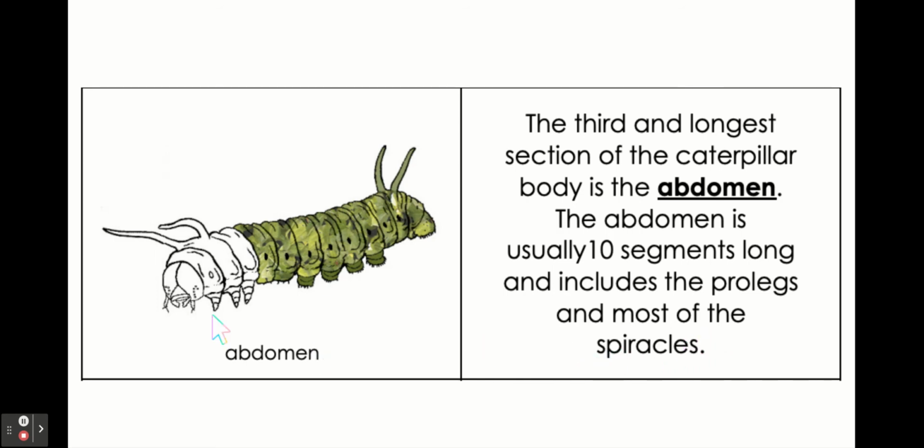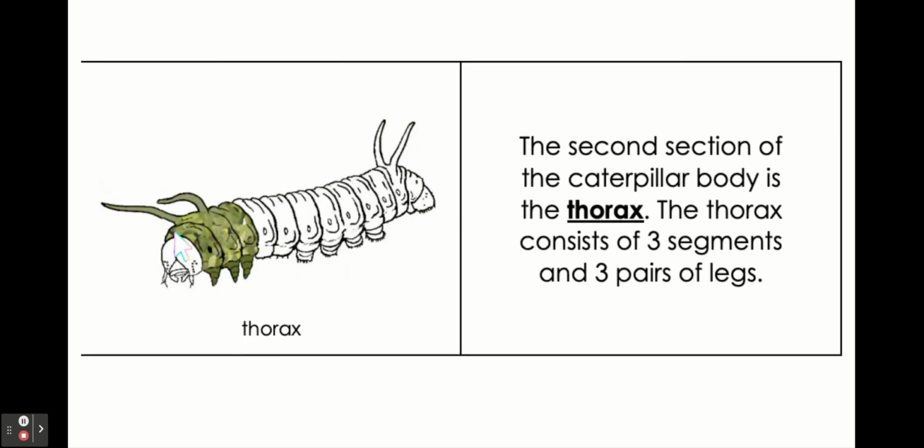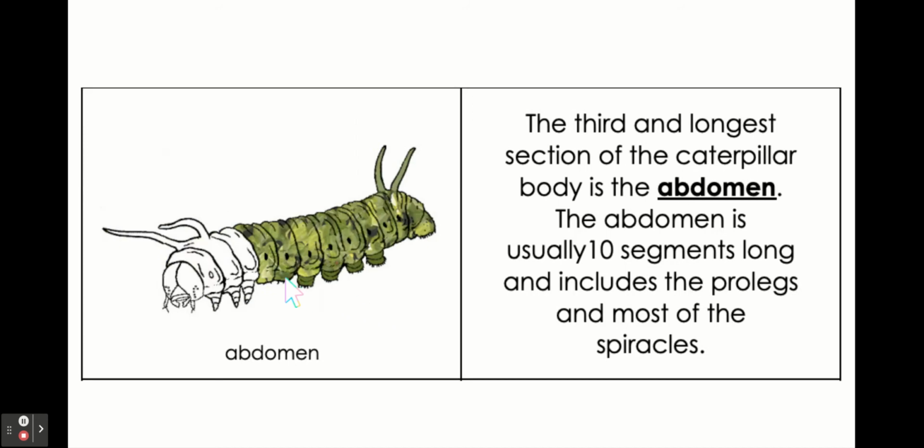3 main sections. You have the head, then you have what is this called again? Thorax. Remember? The thorax. And the last section of the caterpillar is the abdomen. The abdomen. Nice work.